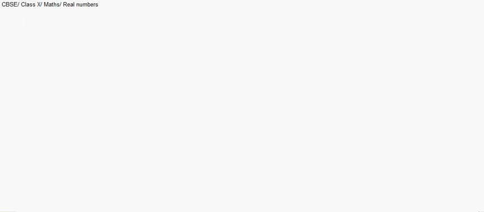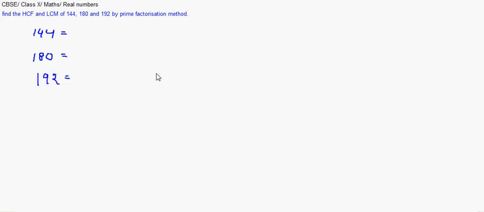So we have to find it by the prime factorization method. Separately we'll do it for 144. We will find the prime factors. We'll also find the factors of 180, and then we find it for 192, and then I'll find the highest common factors.